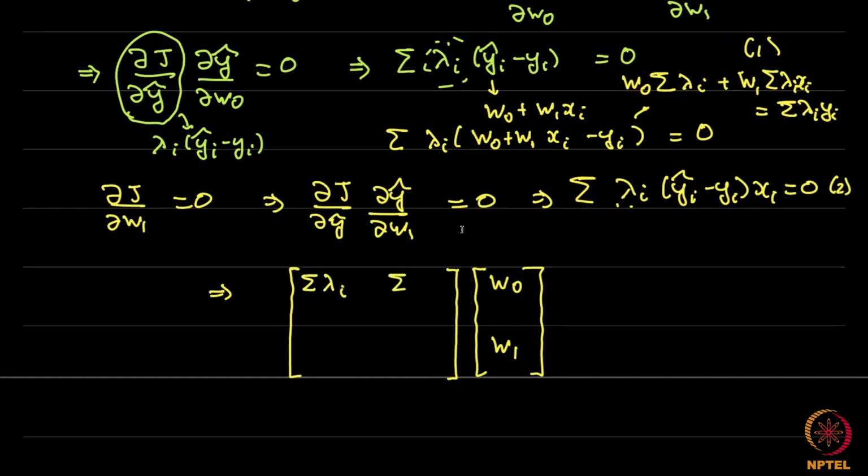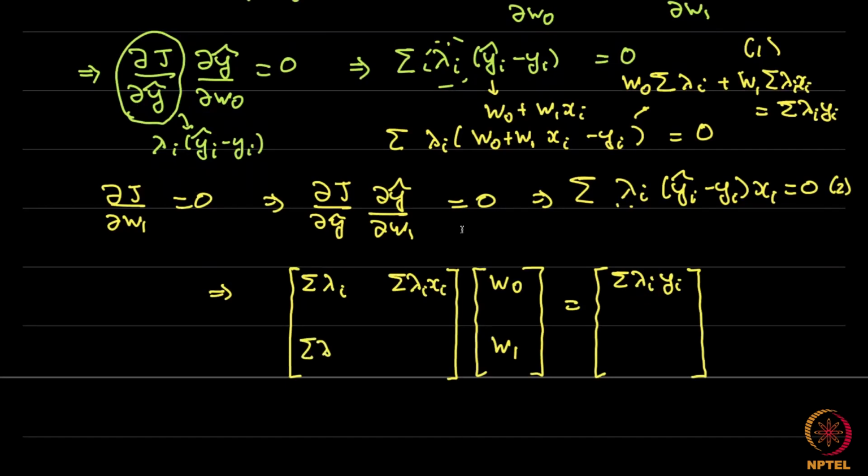The second term by sigma lambda I xi. And on the right hand side will be sigma lambda I yi. You go back to your notes and check. You can check the normal equation mode also. This would be sigma 1, this would be sigma xi, and this would be sigma yi. That's what happens when all of them are equally weighted.